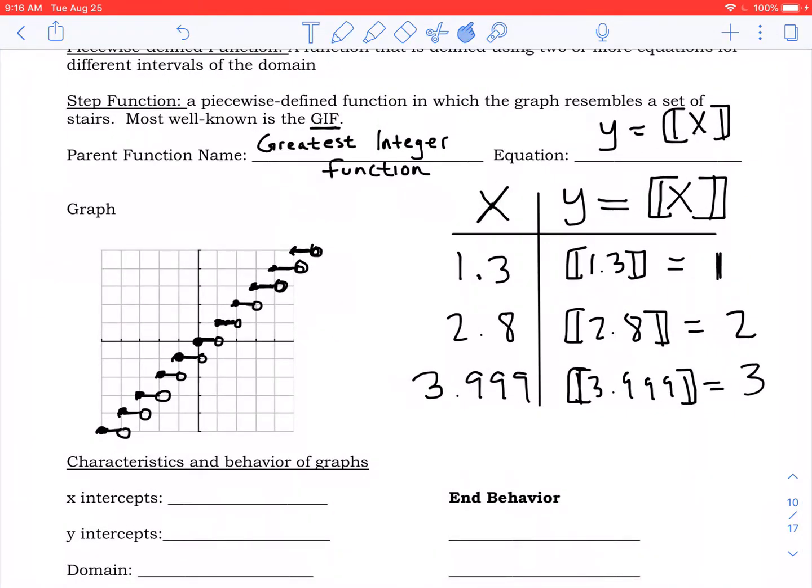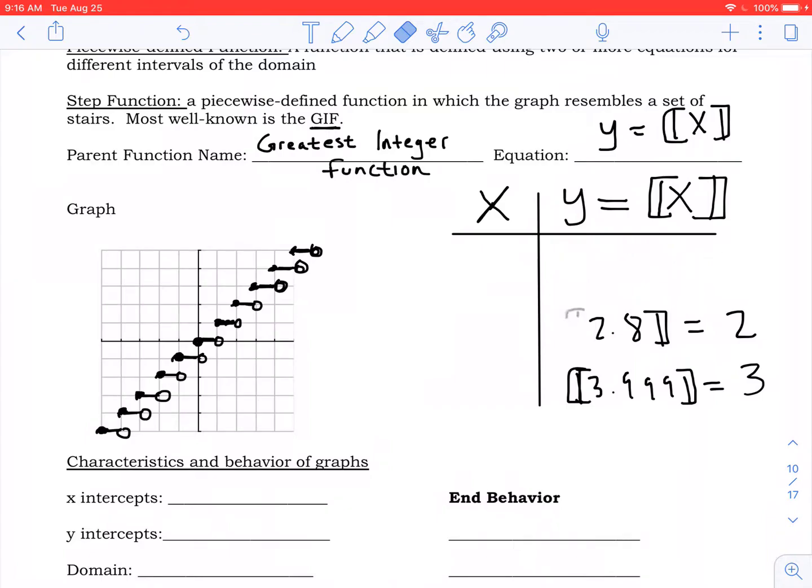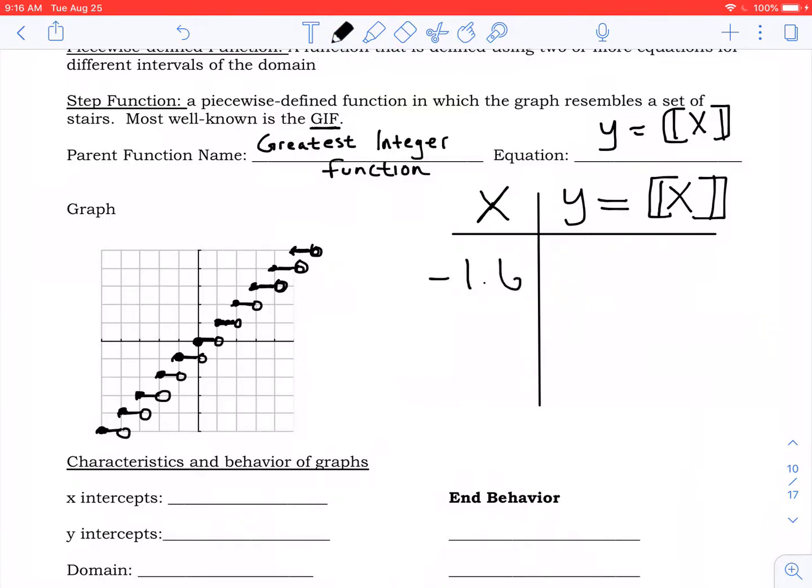Okay? Cool. Let's do a couple more just for practice on how to evaluate this thing, just because I'm going to have you do it here in a little bit. What if x is a negative number? Like, what about negative 1.6 or negative 2.8? What is double bracket, or the greatest integer function, of negative 1.6? What does this equal?